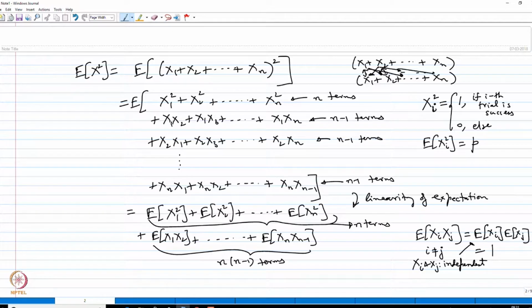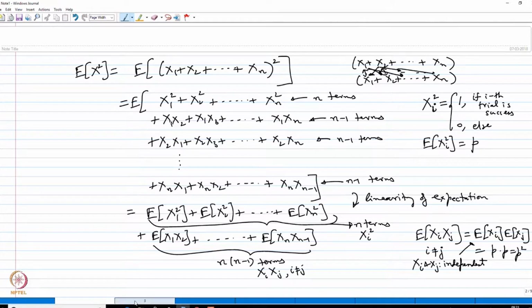Now what is the expected value of xi? It's p times p, that's just p squared. Hopefully you see the calculation here. So the expected value of xi squared is p, and the expected value of xi xj is p squared for i not equal to j. So these n terms correspond to xi squared. These n into n minus 1 terms are xi xj for i not equal to j.